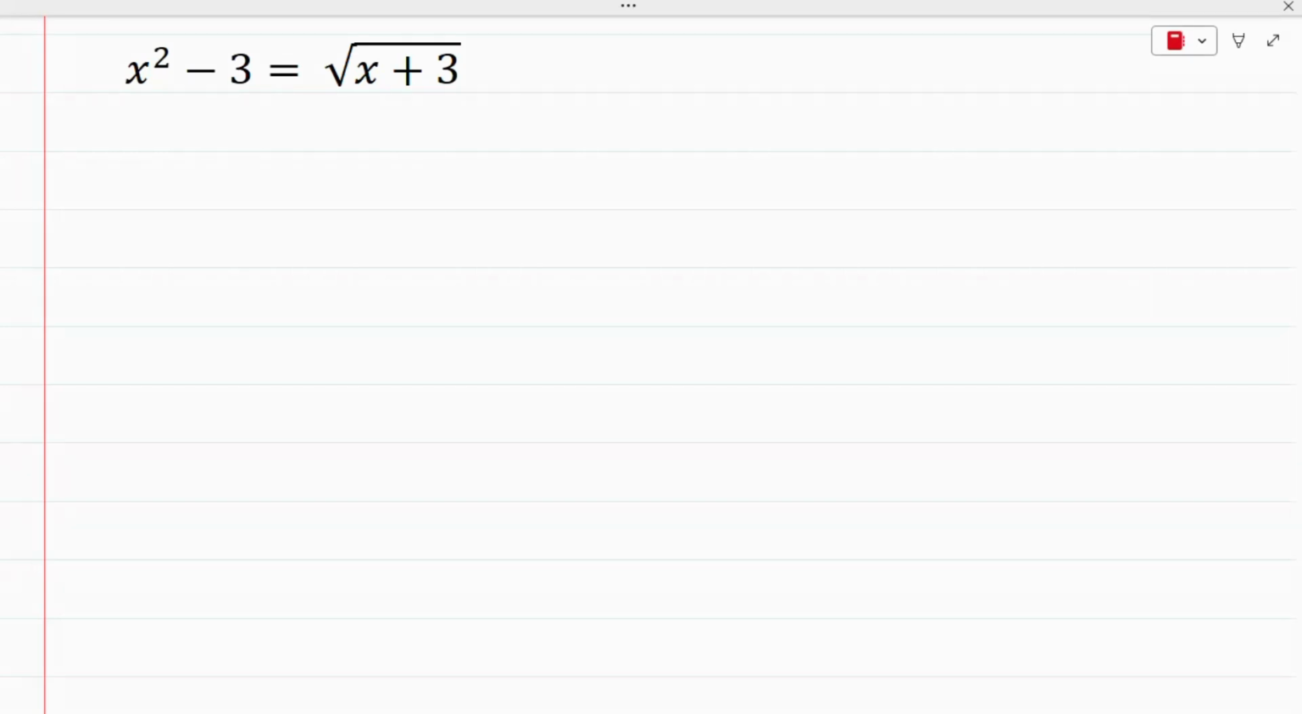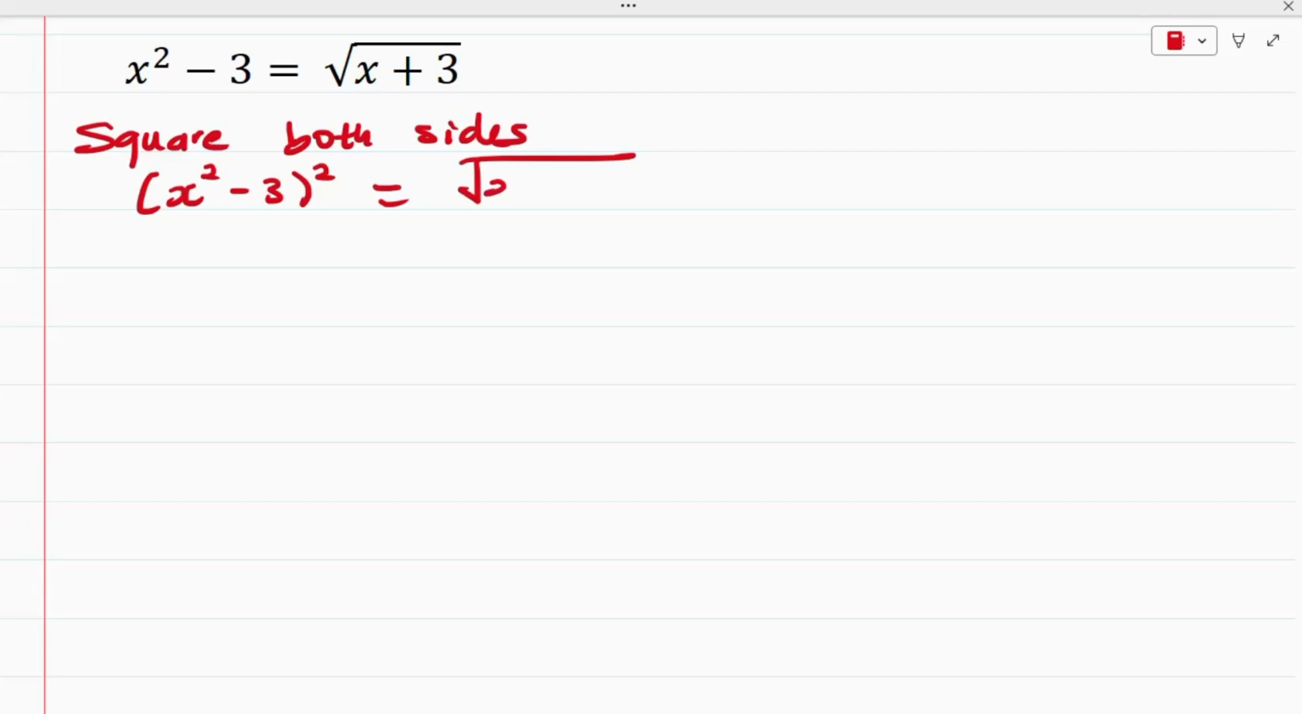So we have this nice math problem here that says x squared minus 3 is equal to the square root of x plus 3. So we have to find the values of x. So right here, guys, the first thing we want to do is to simply square both sides. So squaring both sides, this is going to become (x squared minus 3) all squared is equal to (the square root of x plus 3) all squared.